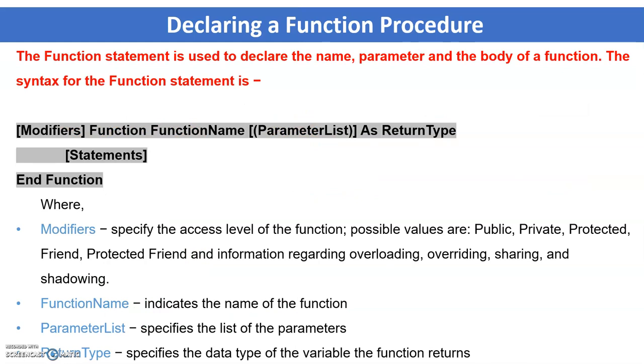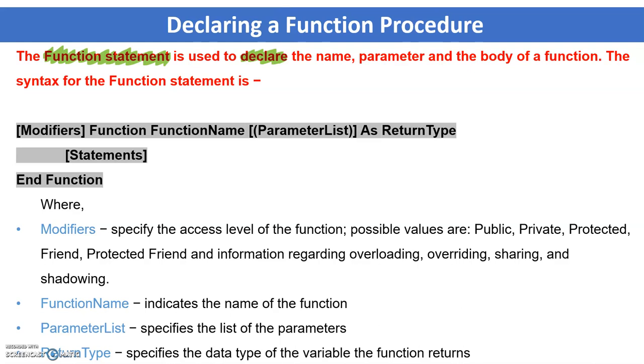So very first we'll see how to declare function procedures. It is similar to the way we used to declare functions in C programming. The function statement is used to declare. Of course we need to declare, right? Why do we declare? Because the compiler comes to know that so and so function is there in the program.